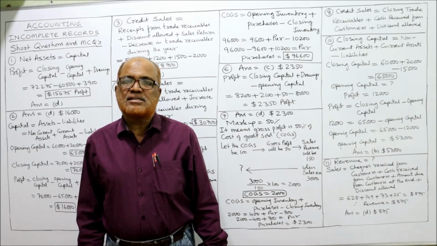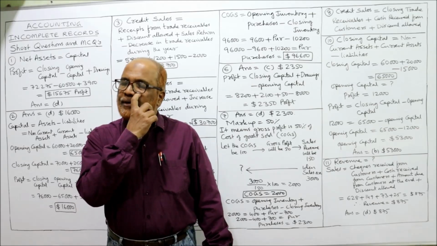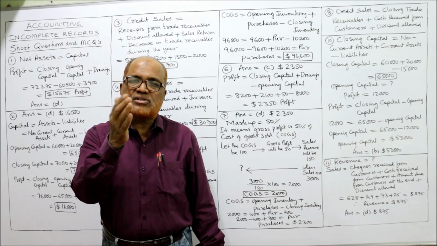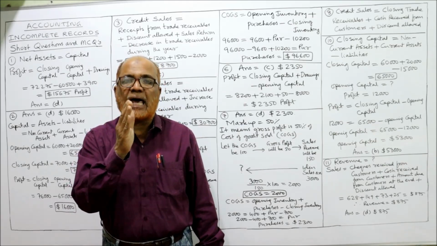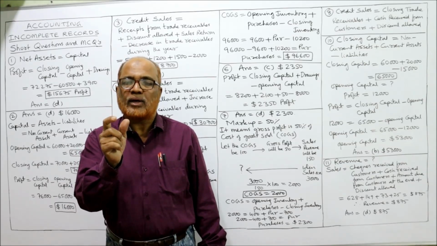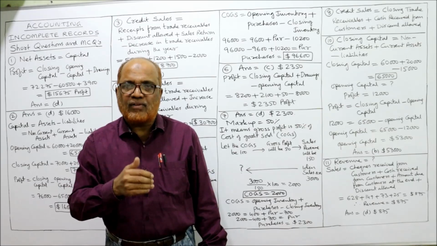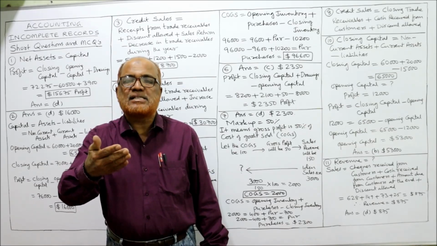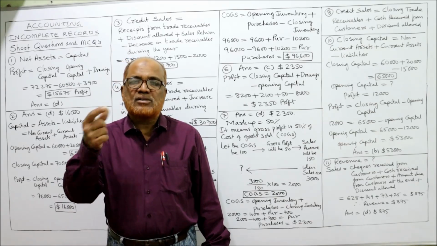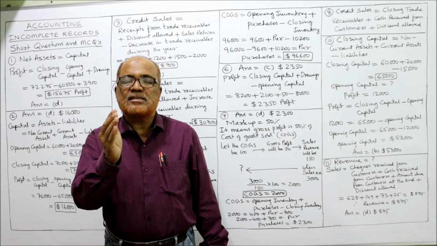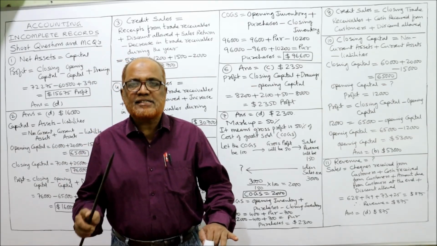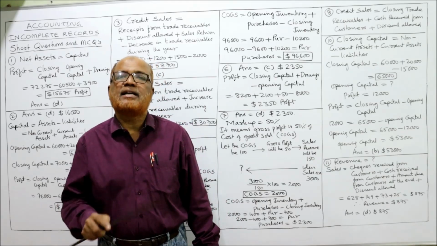To find out the credit sales, first you remember we take receipts from customers. To receipts from customers we add discount allowed and we add sales return. So again I repeat. Receipts from customers plus sales return plus discount allowed. From this we deduct decrease in receivables at the end of the year.